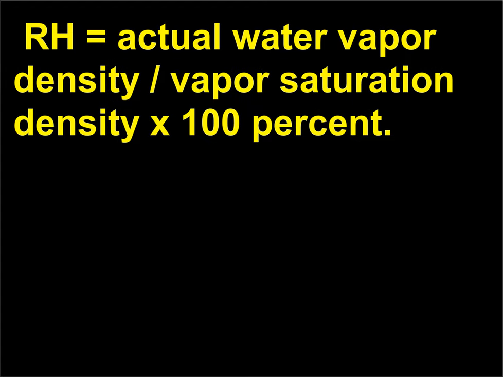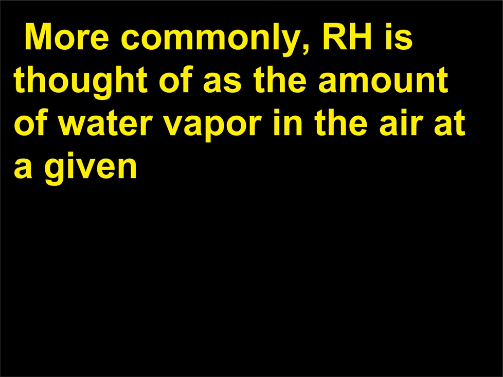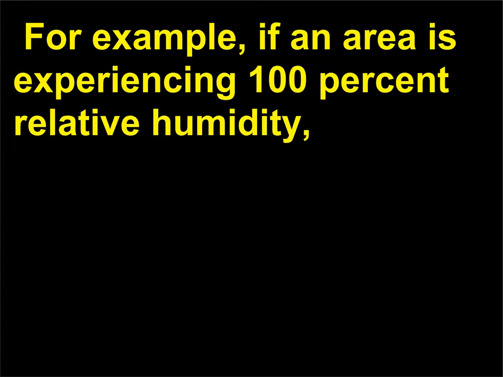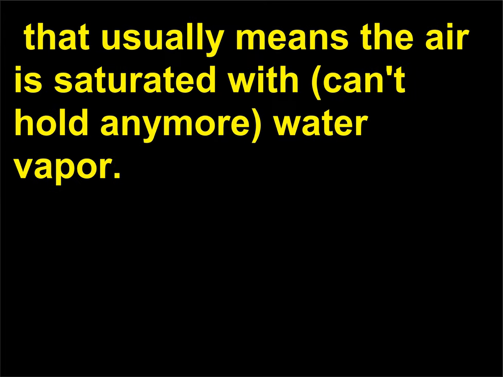The equation for relative humidity is RH equals actual water vapor density / vapor saturation density x 100%. More commonly, RH is thought of as the amount of water vapor in the air at a given temperature in comparison to the amount that the air could contain at the same temperature. For example, if an area is experiencing 100% relative humidity, that usually means the air is saturated with, can't hold any more, water vapor.